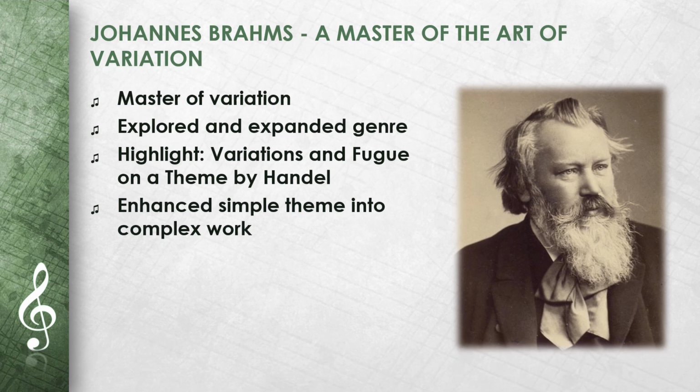Johannes Brahms was a master of the art of variation, who explored and expanded the possibilities of this genre like almost no other composer of his time. A highlight of his work in this area is the Variations and Fugue on a Theme by Handel, Op. 24, which he completed in 1861 and premiered in Vienna the following year. The work is a prime example of Brahms' art of enhancing a simple theme through ever-new variations and transformations into a work of the highest complexity and expressiveness, and crowning it with a magnificent fugue.